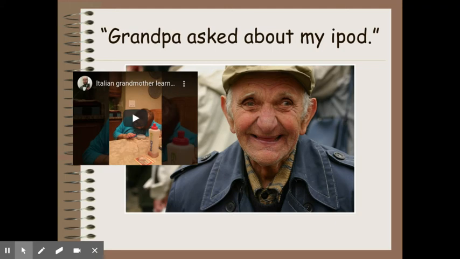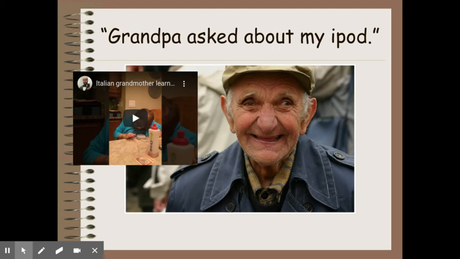Here's our telling statement. Grandpa asked about my iPod. I want you in your writer's notebook right now to show me a confused grandpa asking about an iPod. He's never seen one before. What would he look like when he's looking at this iPod? What actions would he have when he's inquiring about this iPod? Describe the scene of grandpa really looking at this iPod.